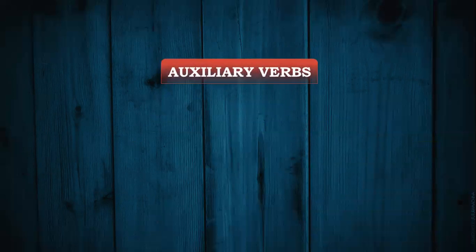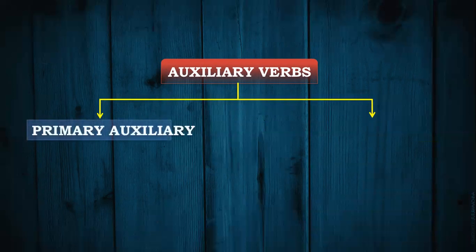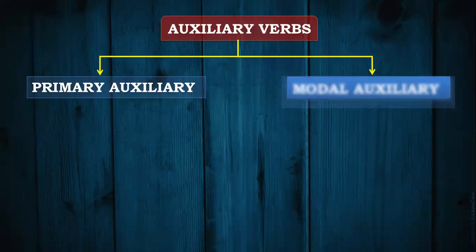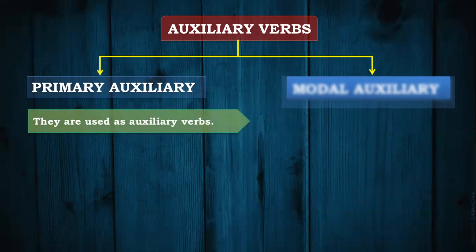It's time to move a little further. Auxiliary verbs can also be further classified into two different parts. So which are they? Here we are. One is the primary auxiliaries and another is the modal auxiliary. Primary auxiliaries, what is so special about them? So primary auxiliaries have three main functions or roles that it plays. First, they are used as auxiliary verbs. Yes, they can be used as helping verbs.